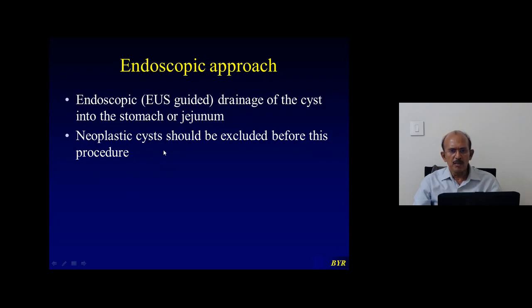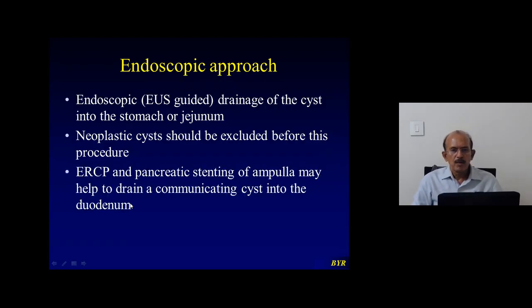Neoplastic cyst should be excluded before this procedure. That is, first you do endoscopic ultrasonography, aspirate the fluid, test for CEA and cells. If there is no proof of neoplasm, then you do endoscopic drainage. The other procedure is endoscopic retrograde cholangiopancreatography, and pancreatic stenting of the ampulla may help to drain a communicating cyst into the duodenum. So if you put a stent, the communicating cyst may drain directly into the duodenum and it may collapse.